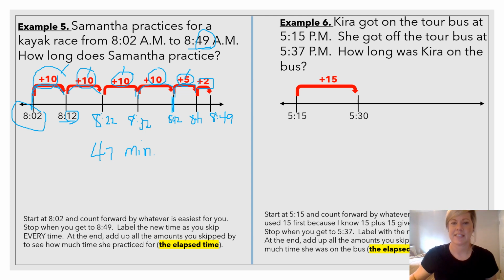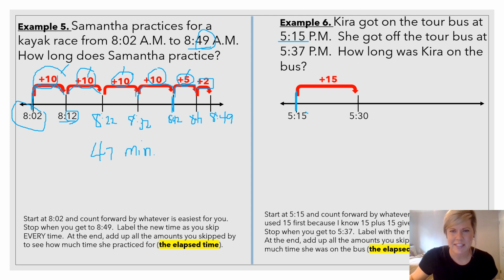Example 6. Kira got on the tour bus at 5:15 p.m. She got off the tour bus at 5:37 p.m. So her start time was 5:15. How long was Kira on the bus? So we put 5:15 at the start, and we need to jump until we get to 5:37.